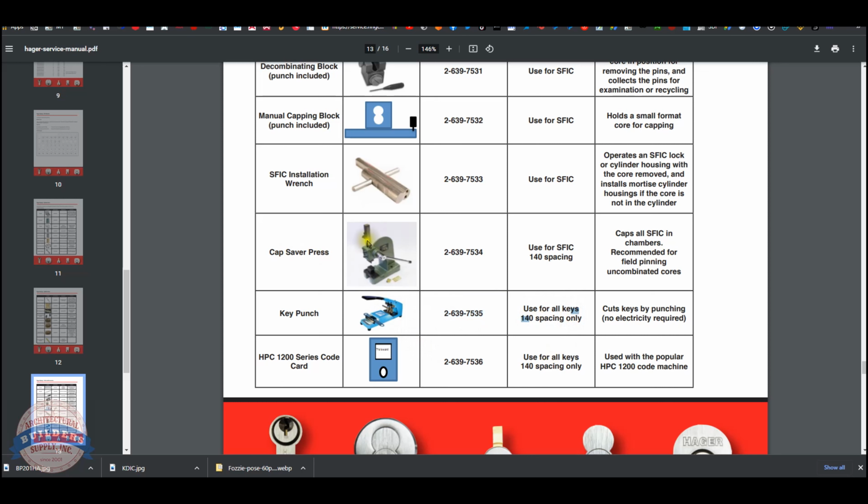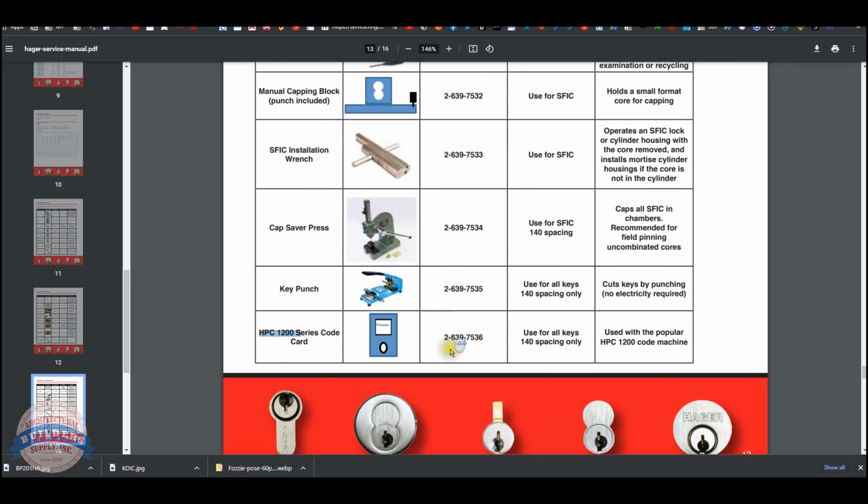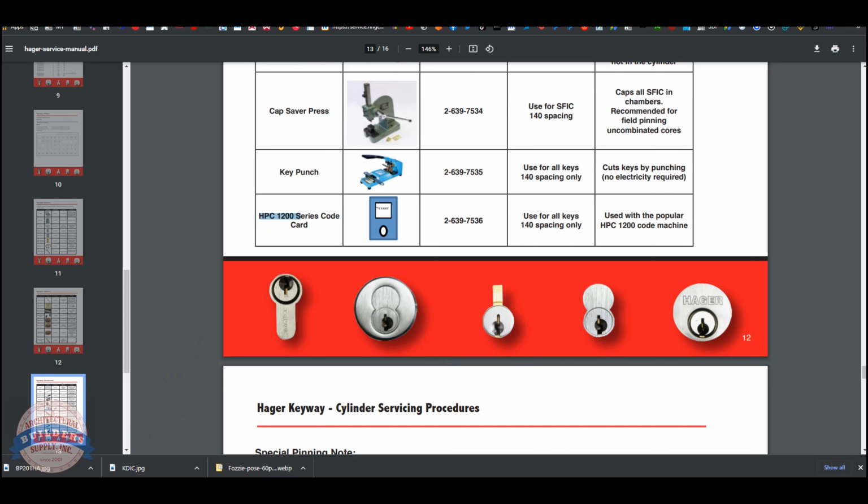This is called a capping press. If you're doing a lot of small format, you're absolutely going to want to invest in this. You can't use the original Best capping press because the spacing is not correct. We mentioned that earlier. There's a code card as well if you have a Blitz machine from HPC. Okay, let's move on.